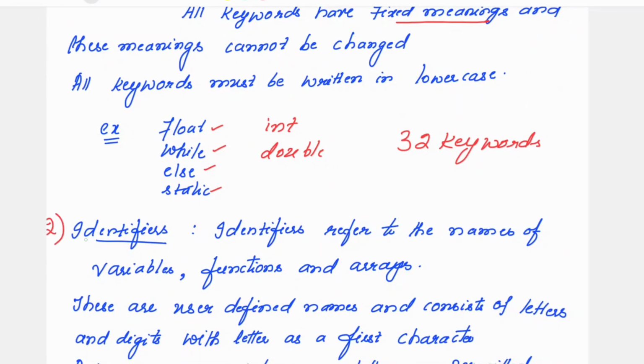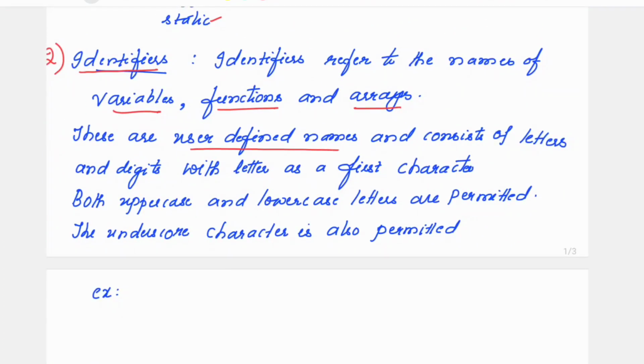We have the second type as identifiers. These identifiers are referred to the names of variables, functions and arrays. So the user is defining the names of these identifiers. And how do you form an identifier? It has to have letters, it has to have digits. That means it may consist of letters and digits, but definitely letter should be the first character in an identifier. You can use both uppercase and lowercase letters. Normally lowercase letters are preferable. Also underscore is permitted here in identifier.